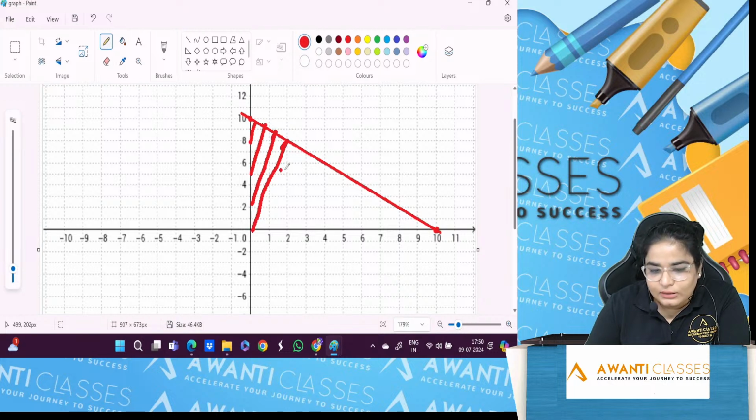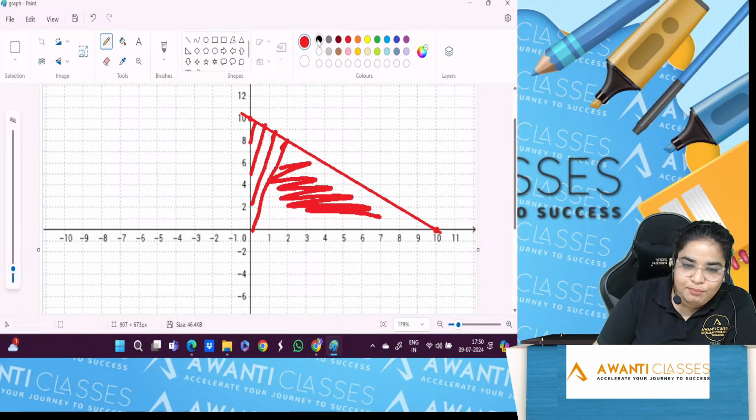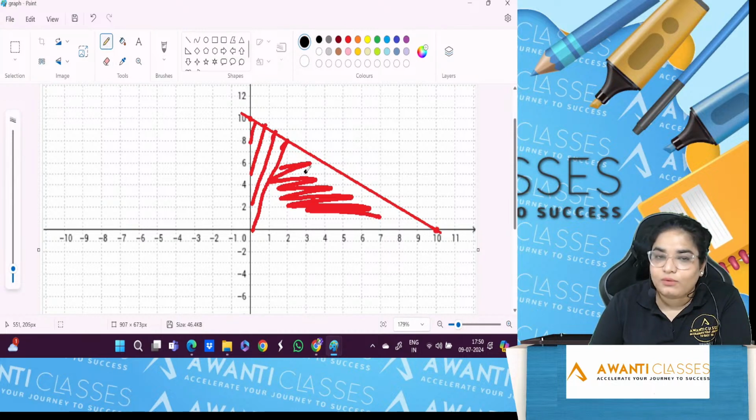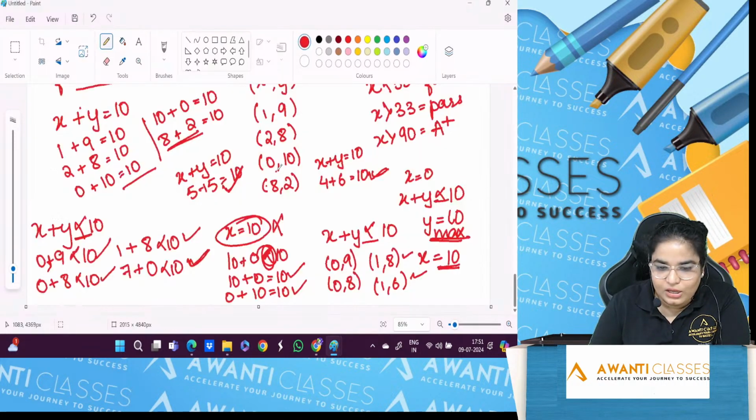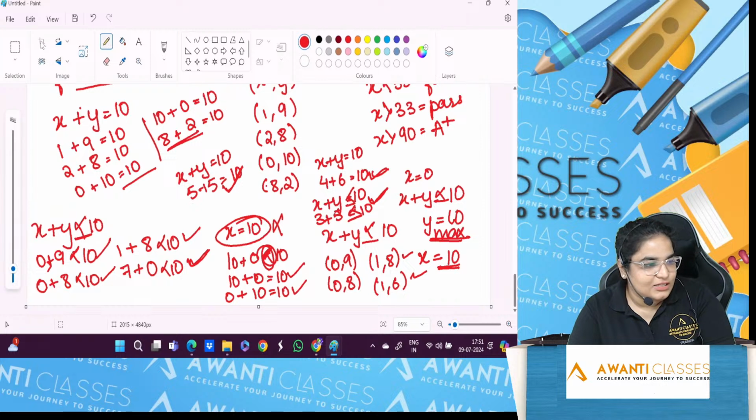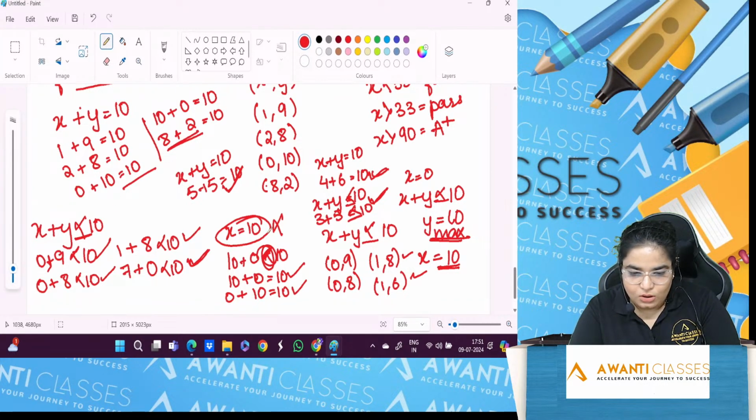Are you understanding? This entire area will work, which means if you take any point within this area, it will satisfy the equation. For example, this 3 and 5, if you take, will that work here? If x plus y should be 10, x is 3, y is 5, will it be less than or equal to 10? Yes, it will satisfy the equation. Are you understanding? Awesome.